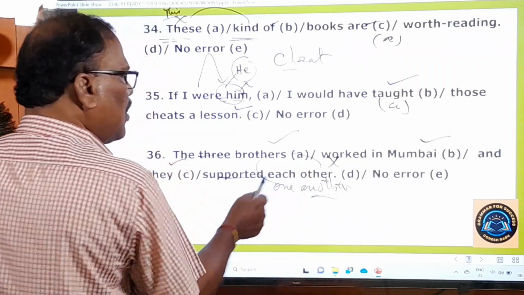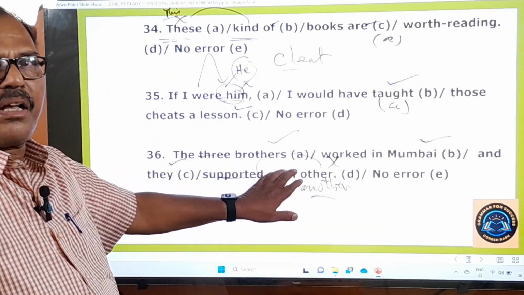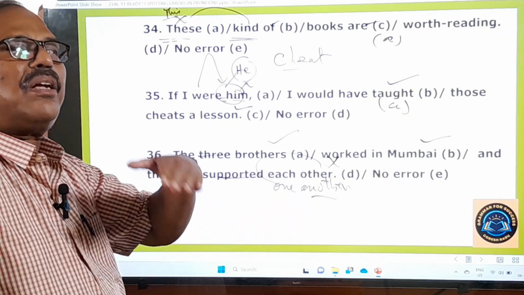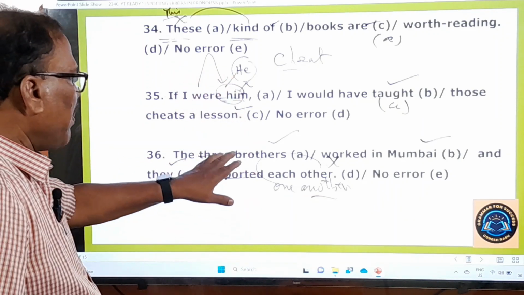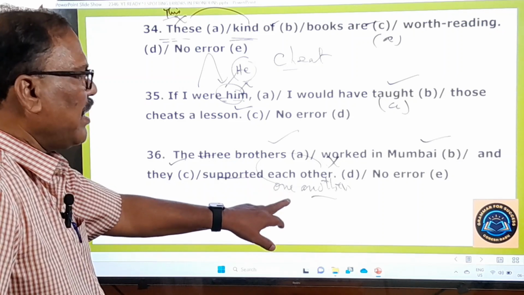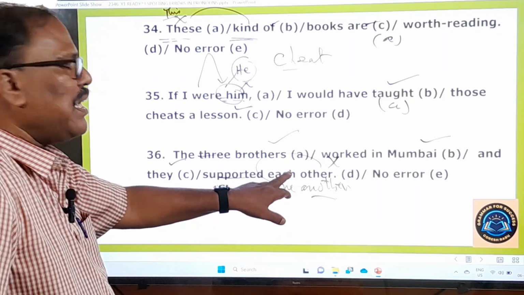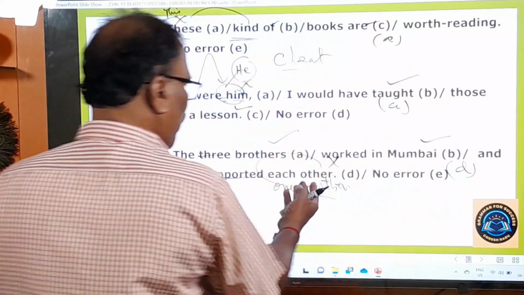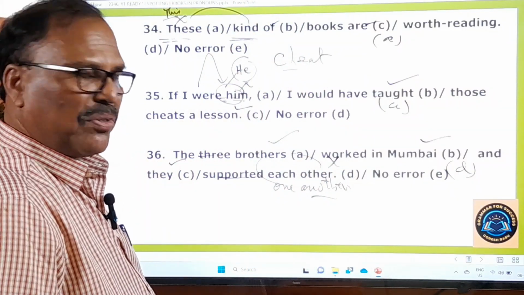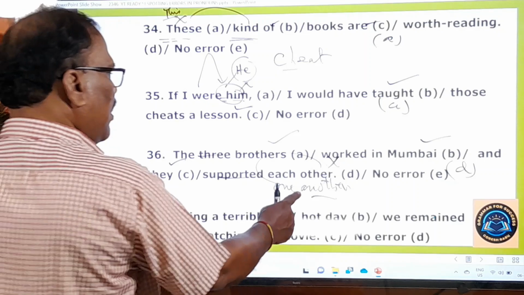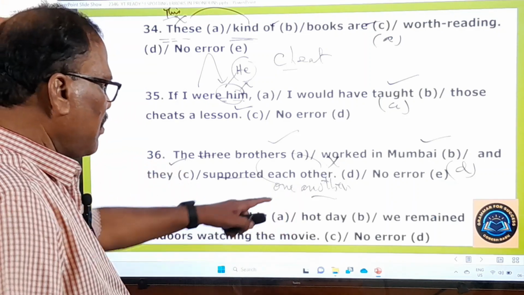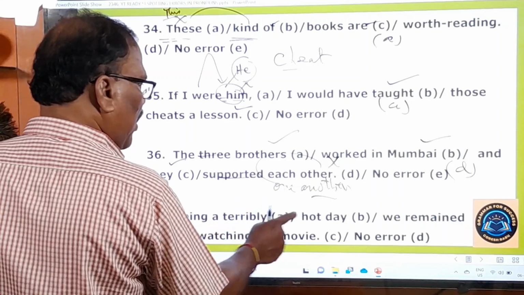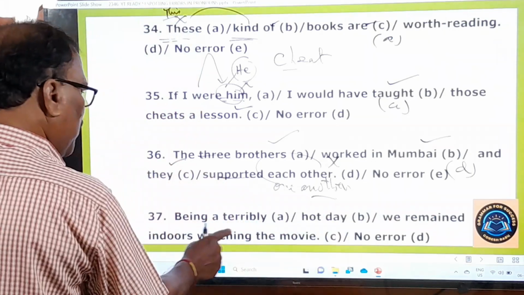Each other is used to refer to two persons or two things. One another is used to refer to more than two persons. But here three brothers means you should use one another. Instead of this, each other is used, and that's why this D part is a mistake. Are you following me? About this also, in my earlier videos, you can find. They are called reciprocal pronouns. Okay, so 37th one is, being a terribly hot day, we remained indoors watching the movie.